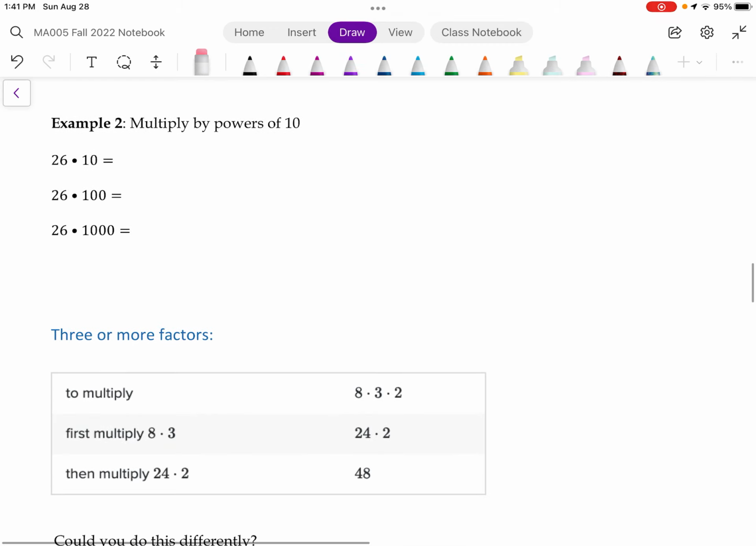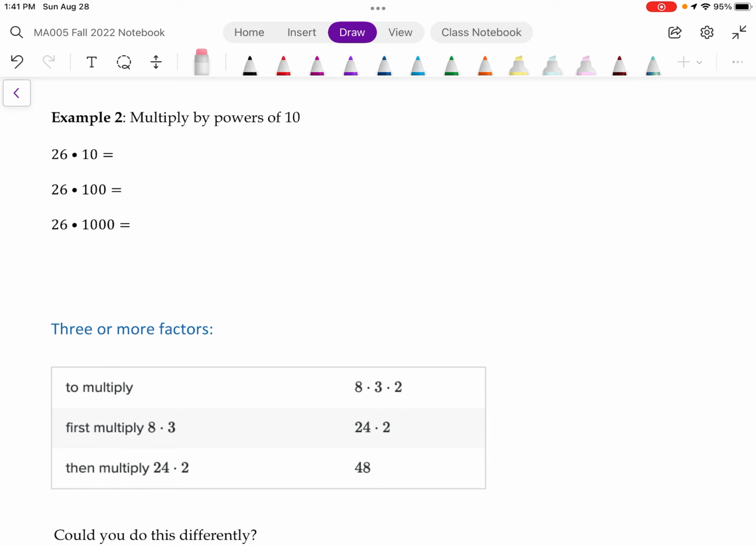All right, so I do want to talk about multiplying by powers of 10 because this leads to decimals and things that we're going to be doing. We use a base 10 number system. So when we multiply by 10, all we have to do is move the decimal point to the right 1 place. If we multiply by 100, 2 places, 1,000, 3 places. So the number of zeros is the number of places it goes to the right.